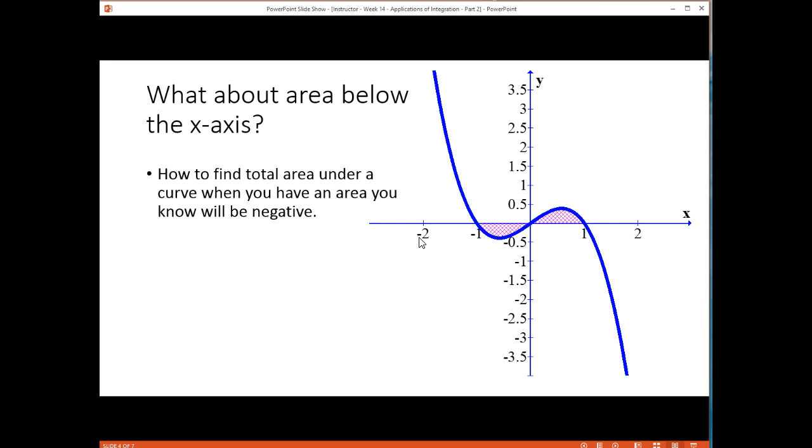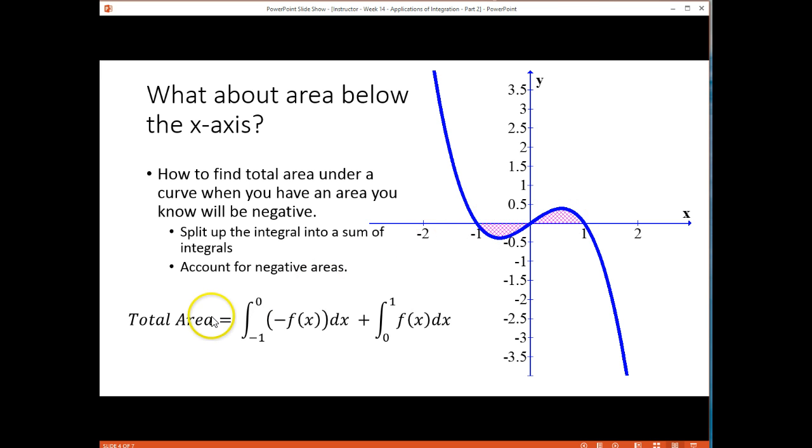There's some simple procedures. First, we want to split up the integral into a sum of integrals. Instead of integrating straight from -1 to 1, we want to split up the negative area and the positive area into two different integrals. And then we want to account for the actual negative area. The way we're going to do this is, instead of integrating from -1 to 1, to find the total area, we're first going to integrate from -1 to 0 to account for this piece, and then from 0 to 1 to account for this piece.